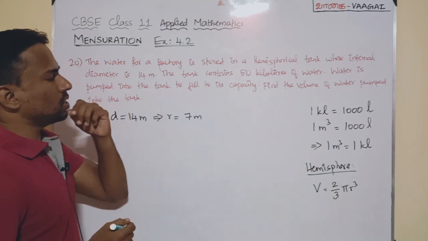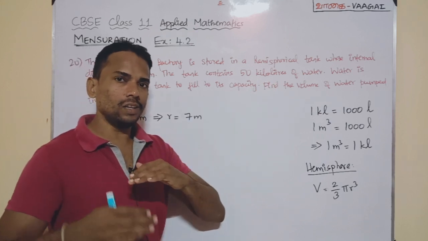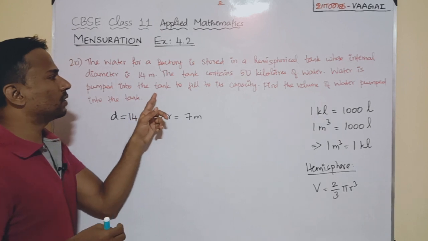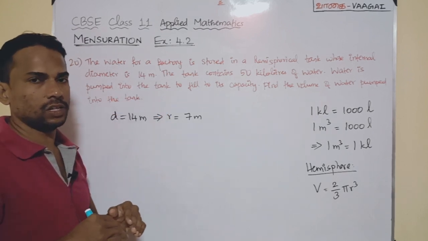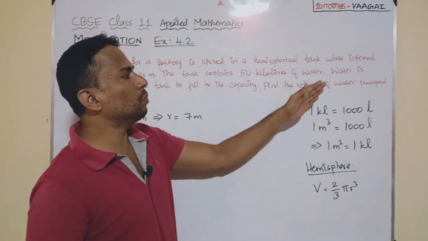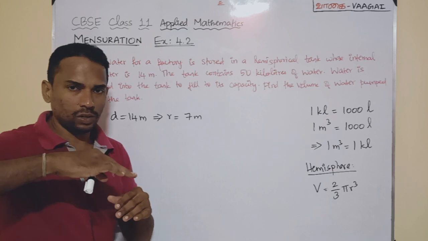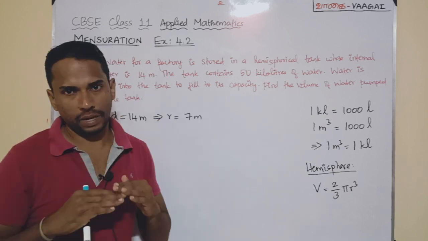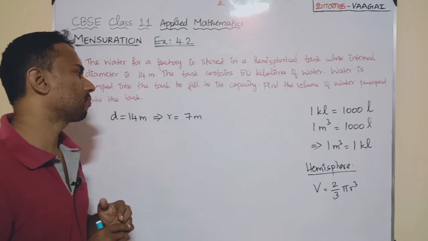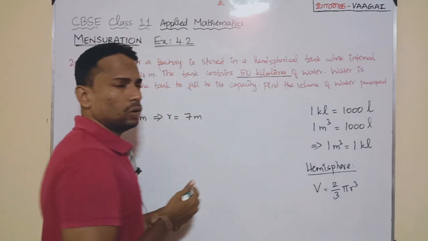Okay, now you see here the tank contains 50 kiloliters of water. So already the tank contains 50 kiloliters of water. Water is pumped into the tank to fill to its capacity. So now they are completely filling the tank. Finally, what we need to find is the volume of water pumped into the tank. Now extra water we are going to fill, right? So to fill it up to the capacity, how much extra water we need to fill? This is going to be the question. And note the point that the tank is already filled with 50 kiloliters of water.